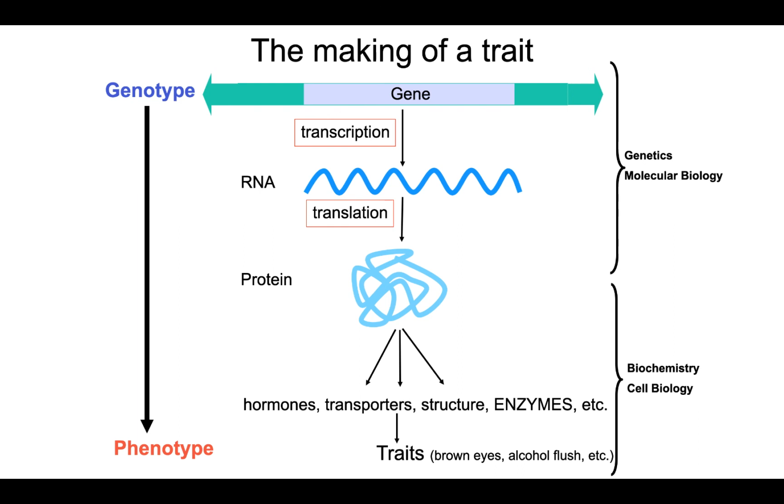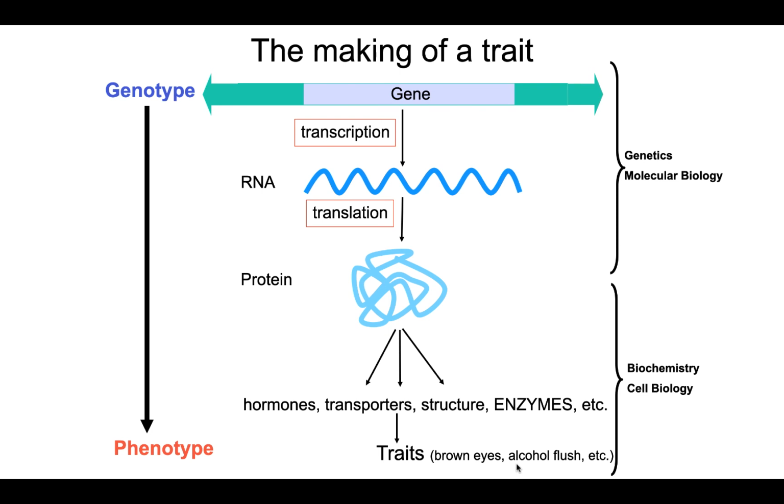So here is a nice illustration of the making of a trait. Here we have a gene within your DNA. That gene will eventually be transcribed in very specific cells into RNA. That RNA will be translated into protein. That protein will properly fold and therefore have a specific function. Maybe it's a hormone or a transporter or structures or enzymes and so on and so forth. And the function of all of those proteins then will affect your traits, whether you have brown eyes, alcohol flush, etc., etc.